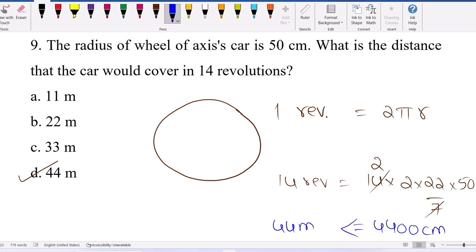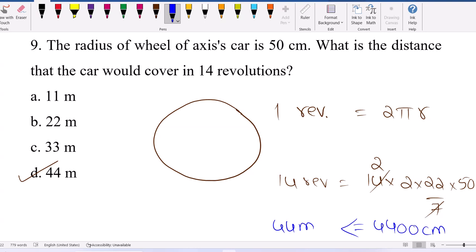Now I just want to ask you some puzzle type questions. If a car travels 10,000 kilometers, what is the distance traveled by all tyres together? Car travels 10,000 kilometers. What is the distance traveled by all tyres together?